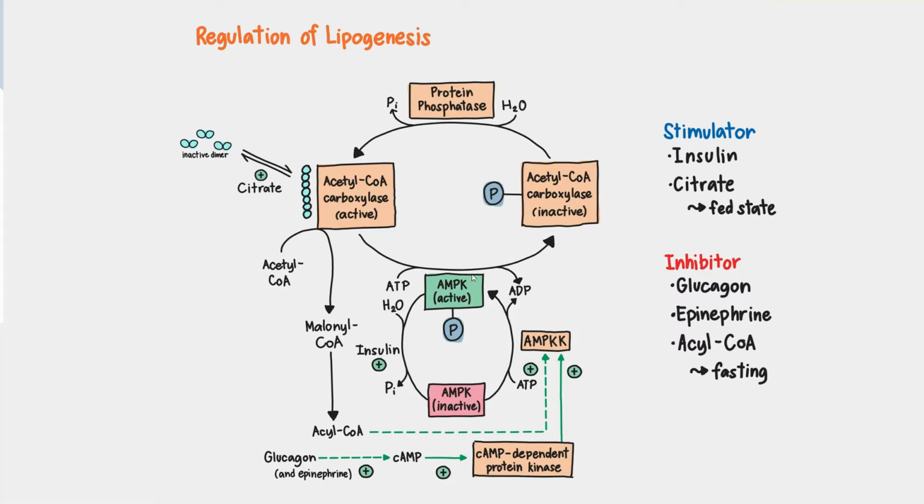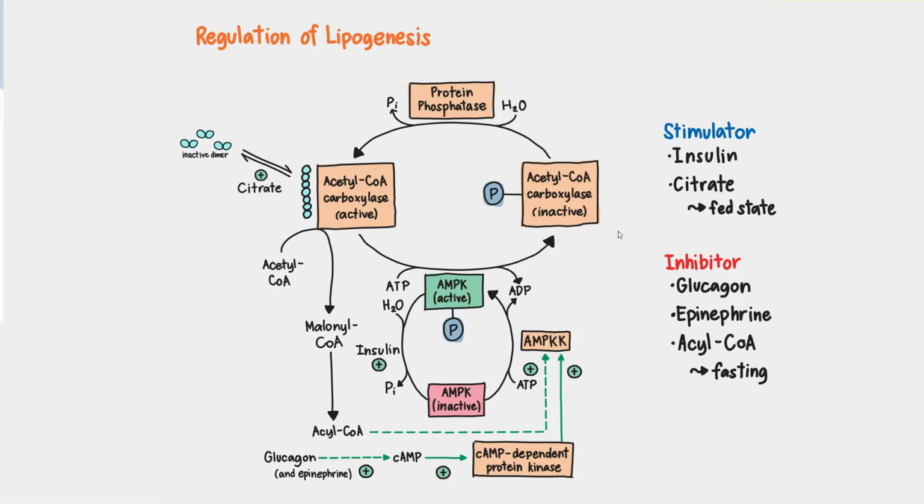Then the activated AMPK will phosphorylate the acetyl-CoA carboxylase, and thus it makes it inactive. So that's the inhibition process where we can regulate the excess acyl-CoA being produced.